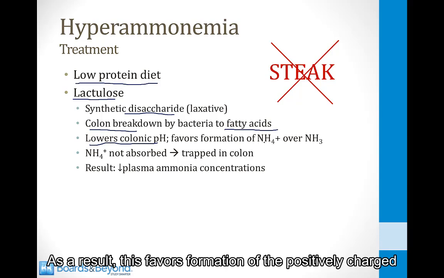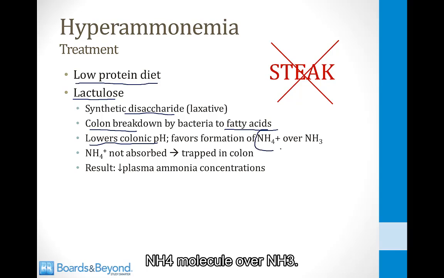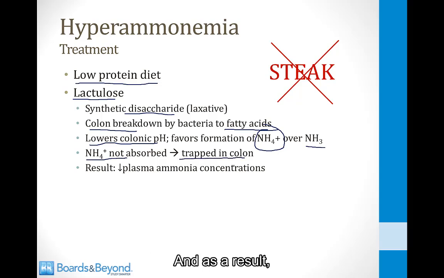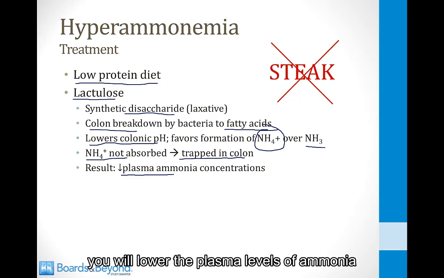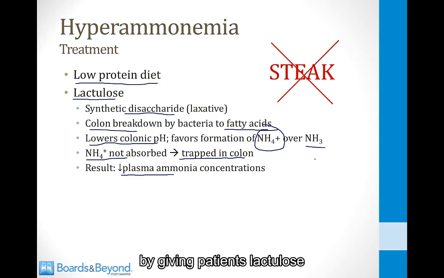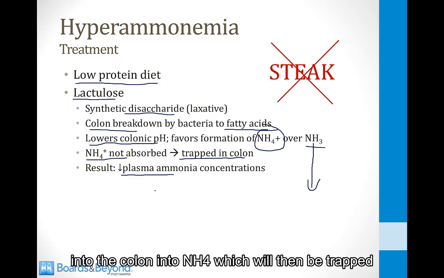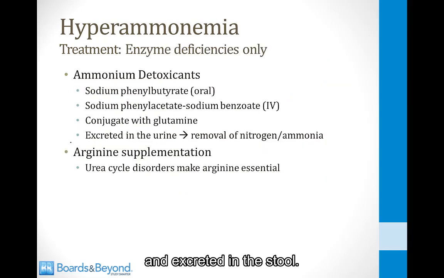As a result, this favors formation of the positively charged NH4 molecule over NH3. The NH4 in the colon is not absorbed, and thus it is trapped in the colon, and as a result, you will lower the plasma levels of ammonia by giving patients lactulose and converting any NH3 that finds its way into the colon into NH4, which will then be trapped and excreted in the stool.